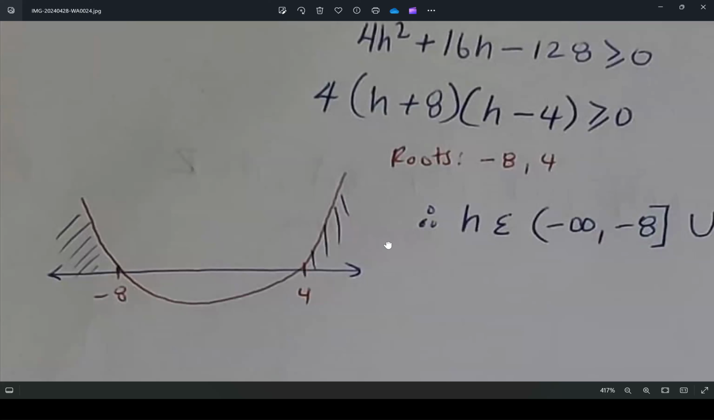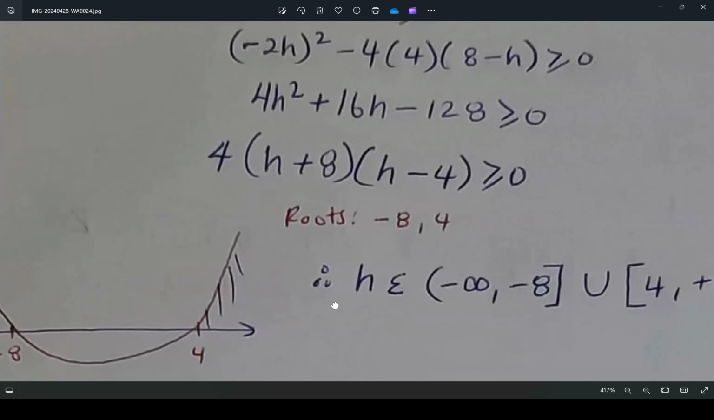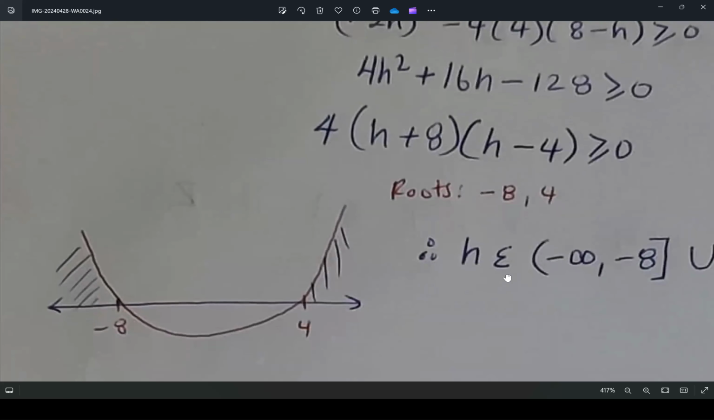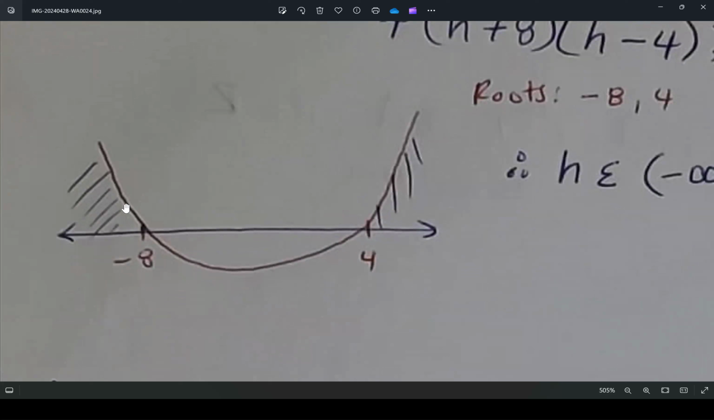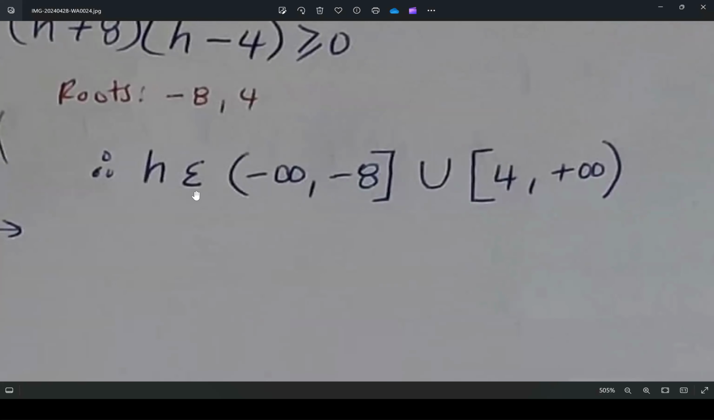So we need to find where it is greater than 0. Looking at the graph, the values for greater than 0 are anything less than -8 and anything greater than 4. So that's our answer. We just write down h is going to be -8, including -8, that's why I have the square bracket, and going all the way down to -infinity. And another set of solutions is starting at 4 and going up to positive infinity.